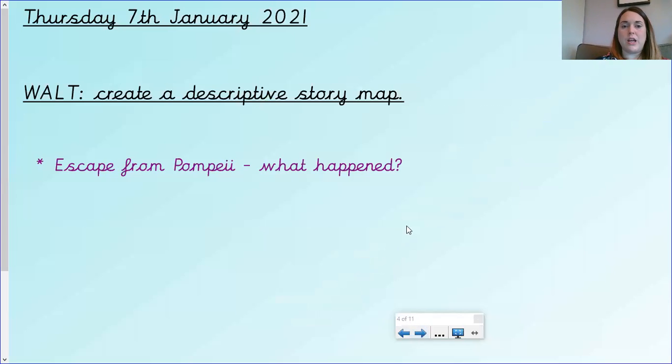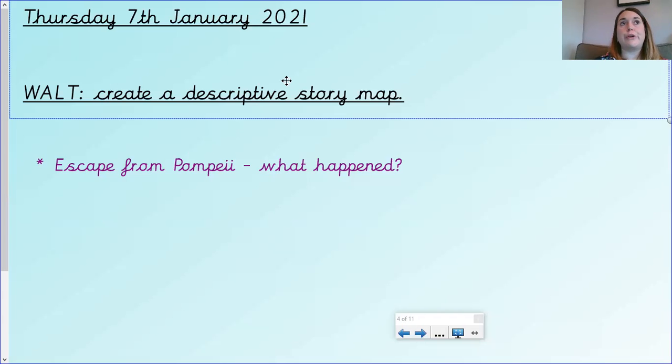Right, let's move on to our main learning for today. So, today is Thursday, the 7th of January 2021, and we are learning to create a descriptive story map. You need to pause the video now, please, and write your date and your WALT and carefully underline it. If you don't have a ruler, just look for something else around you that has a nice long straight edge that you could use as a ruler. Maybe you could use a placemat or a cereal box, or what else could you use? A book. Okay, anything with a long straight edge. So pause the video and write your date and WALT, please.